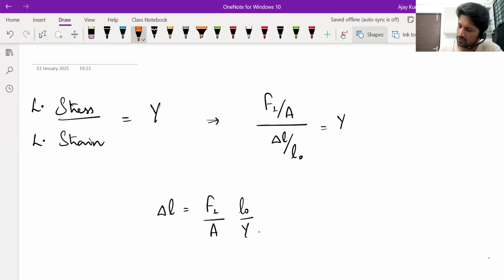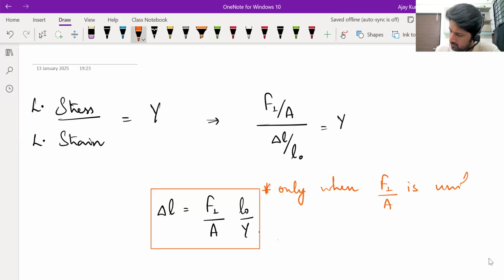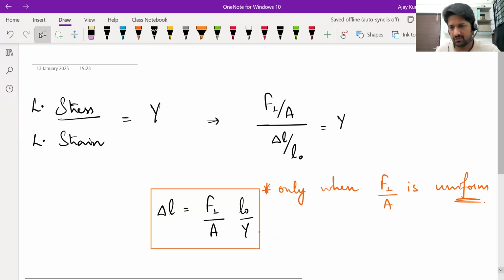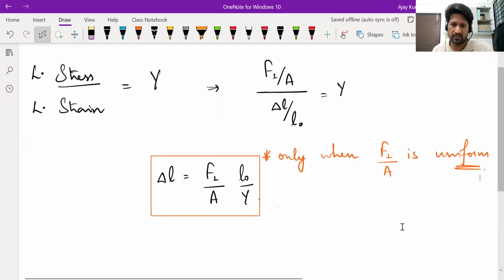But I told you, if you want to apply this formula to calculate elongation under the action of a stress, you can apply this only when the longitudinal stress is uniform over the entire length. Obviously, how much strain you get depends on the stress, right? Now, if stress is same everywhere, you can directly use this formula. Otherwise, you'll have to split it into small parts. That is what we will work on today.